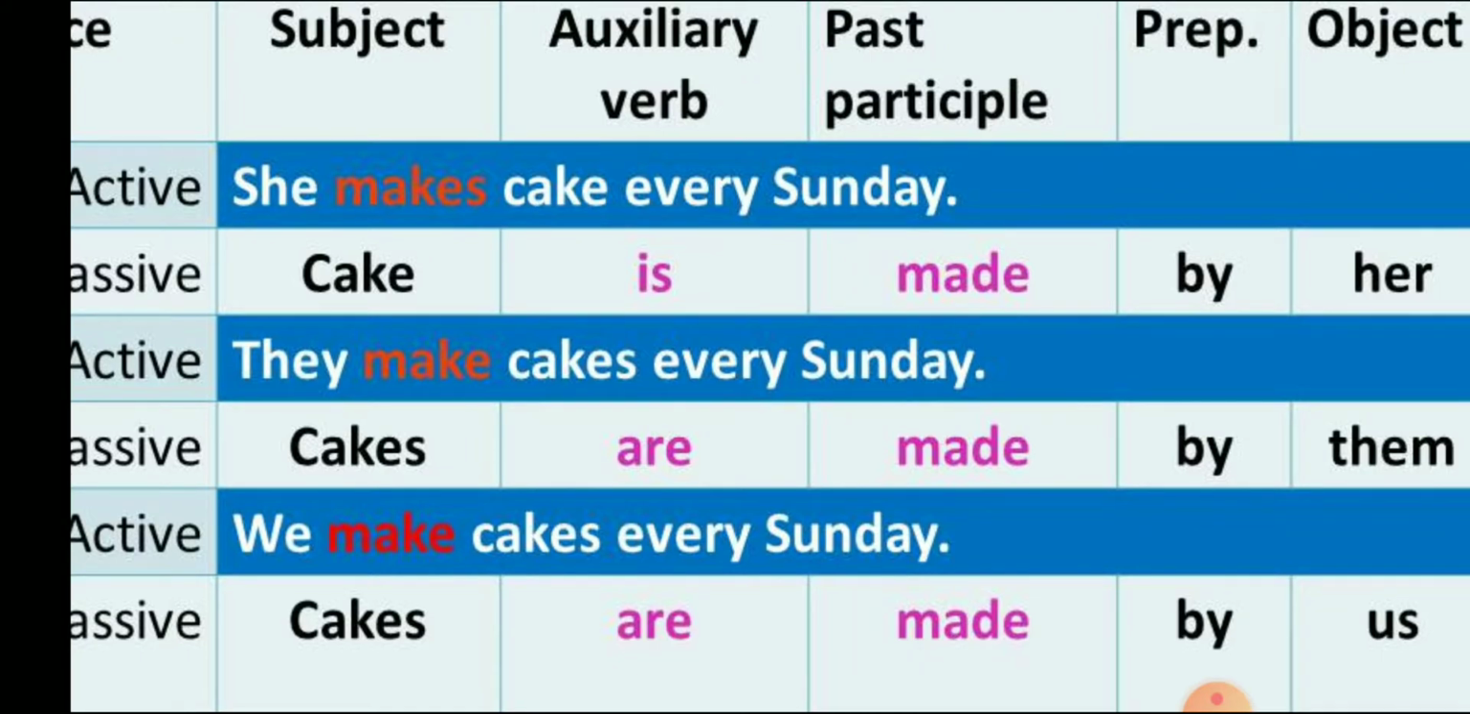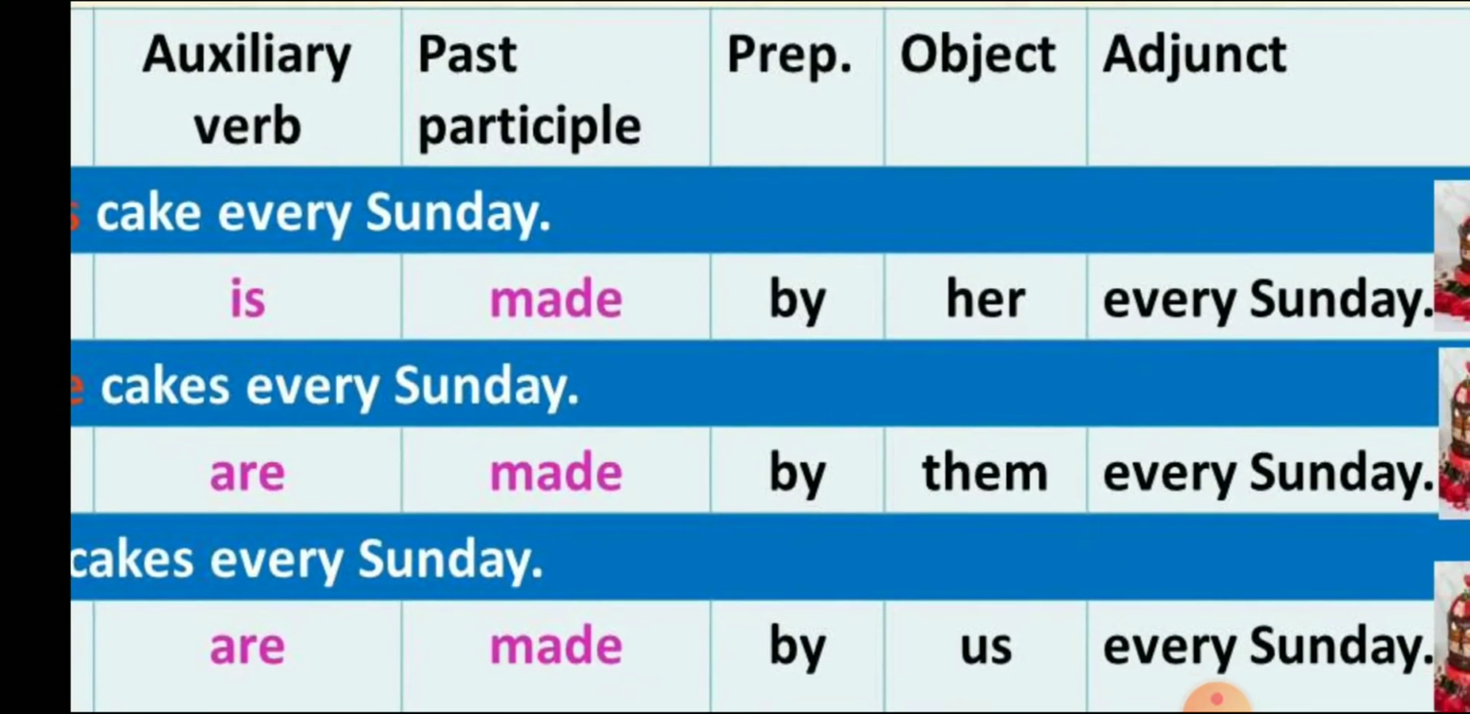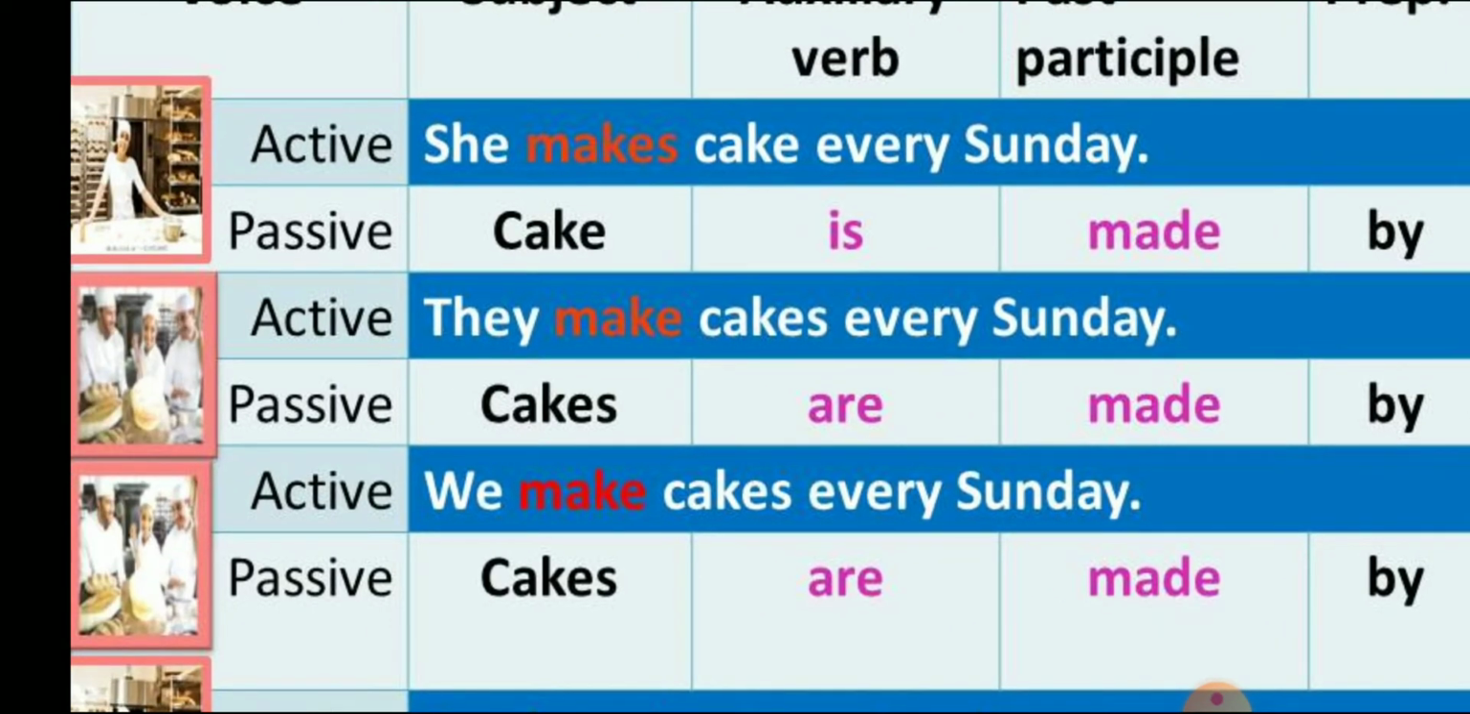So cake is made. We have to include the auxiliary verb is and make the past participle form, is made. Cake is made by her. The objective case of she is her. By her every Sunday. They make cakes every Sunday. Here the subject is they and cakes is the object.